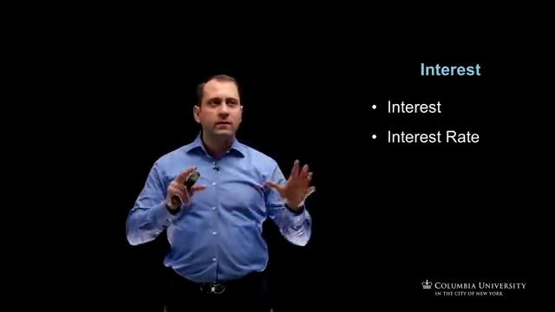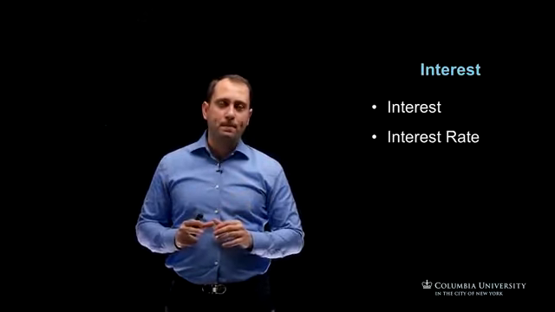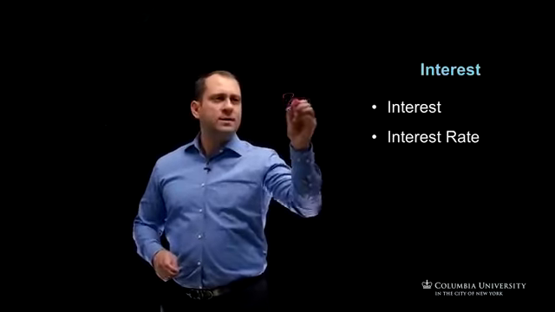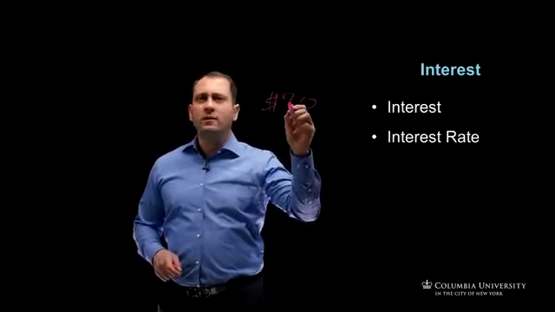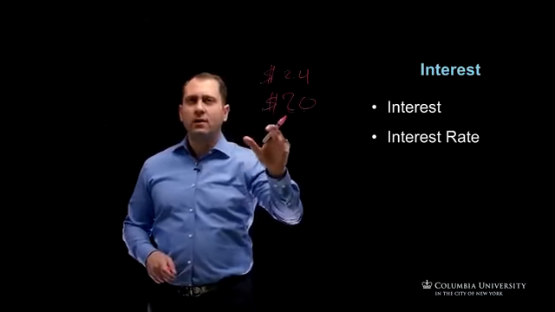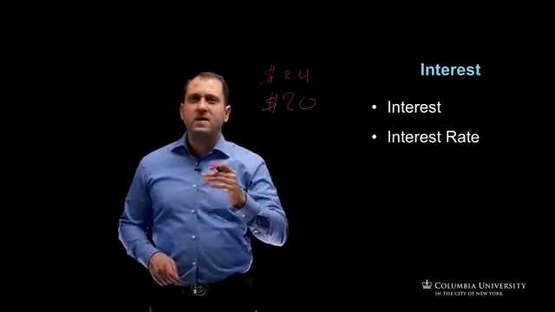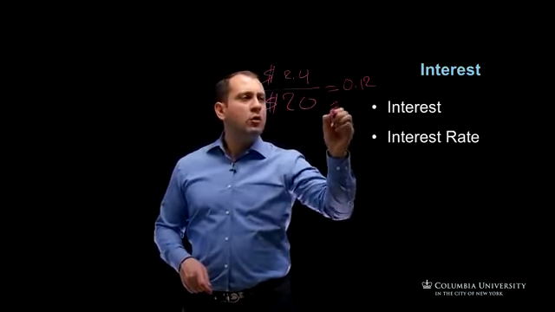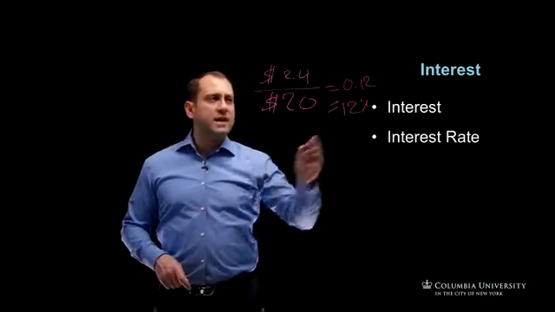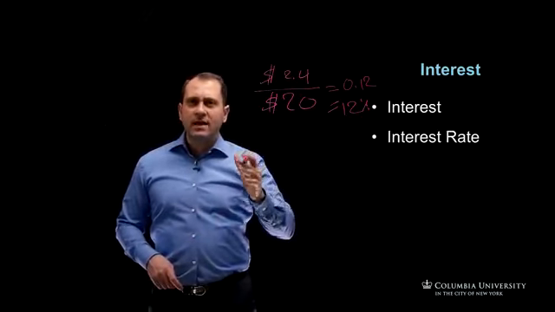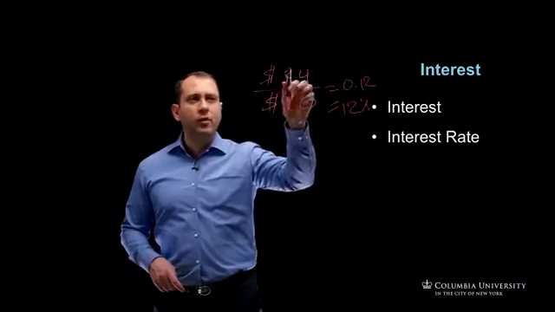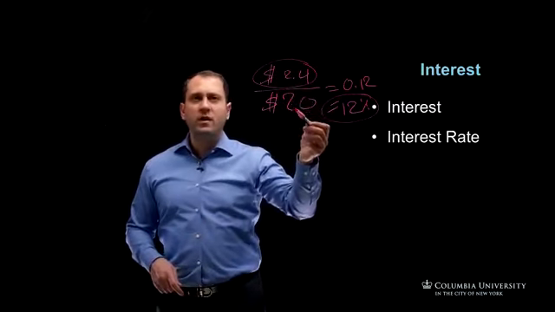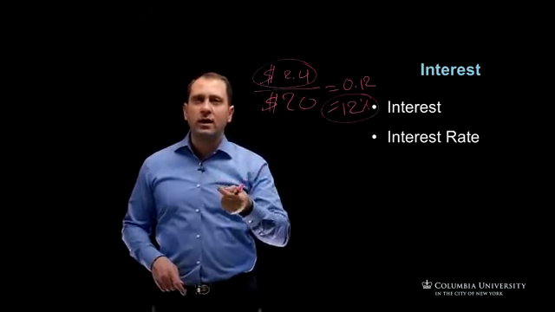To simplify it, for not using just words and using numbers, for example, if $20 earns, let's write it quickly here, if we have $20, and this $20 earns $2.4 over a year, then the interest rate will be 2.4 over the $20, which will be equal to around 0.12, or 12%. So in this case, the interest would be the 2.4 and the interest rate would be the 12%, the 2.4 over the principal, which is the $20 that we start the investment with.